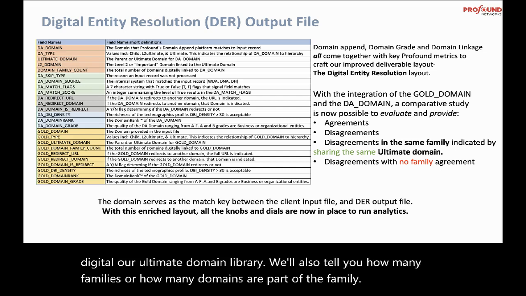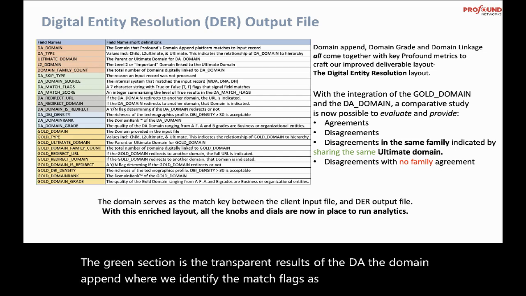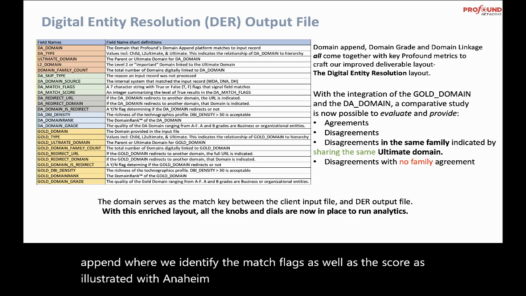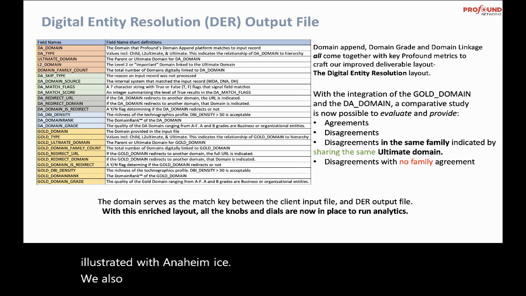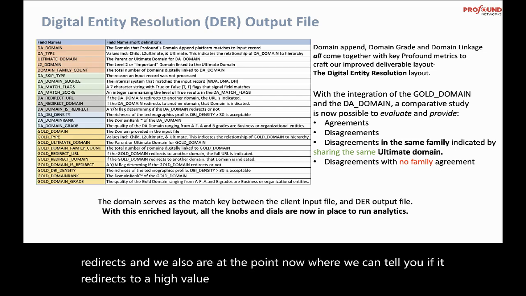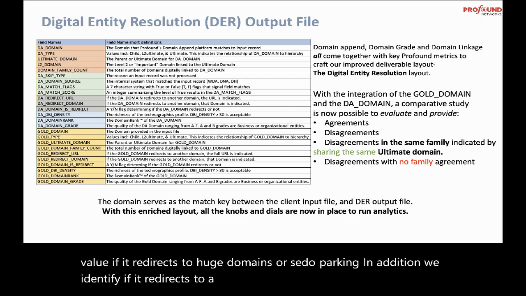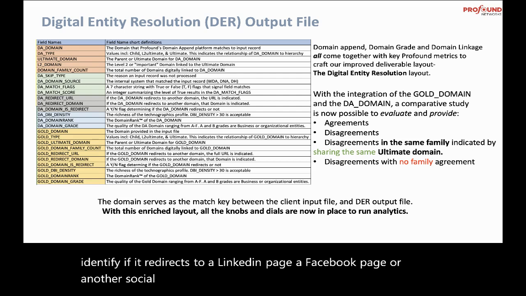The green section is the transparent results of the DA, the domain append, where we identify the match flags as well as the score, as illustrated with Anaheim Ice. We also analyze if the domain redirects. We tell you where it redirects to, and we also are at the point now where we can tell you if it redirects to a high value, like indication of a merger or acquisition, or low value, if it redirects to huge domains or pseudo parking. In addition, we identify if it redirects to a LinkedIn page, a Facebook page, or another social media page.